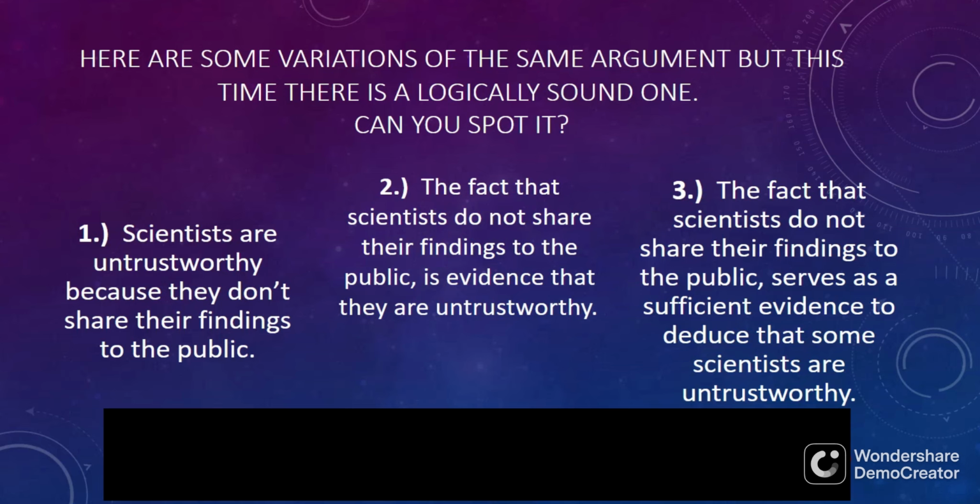Here are some variations of the same argument, but this time there's a logically sound one. Can you spot it? So number one is scientists are untrustworthy because they don't share their findings to the public. So the premise is that scientists don't share their findings to the public. The conclusion is that scientists are untrustworthy. That does not follow. Those are basically the same premises as the last argument that we covered.